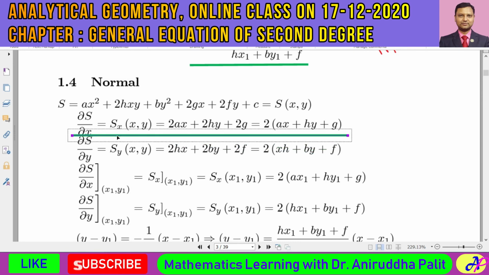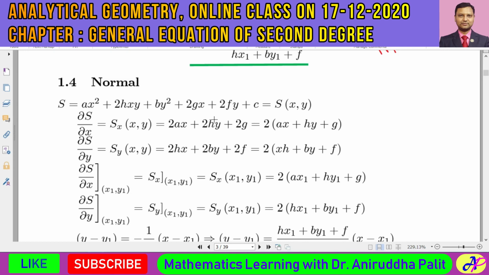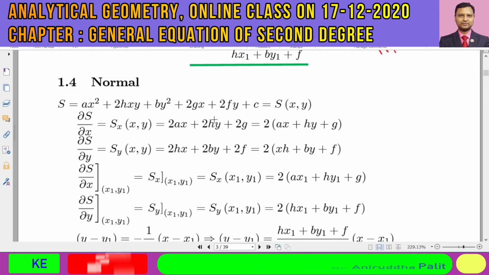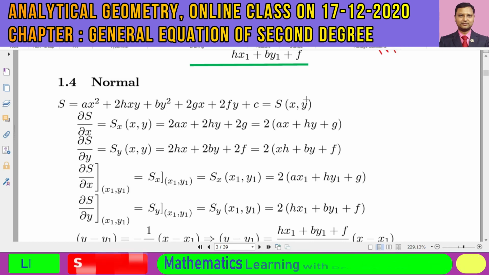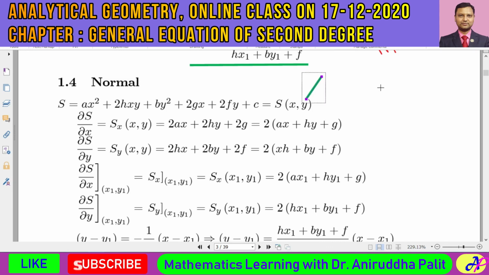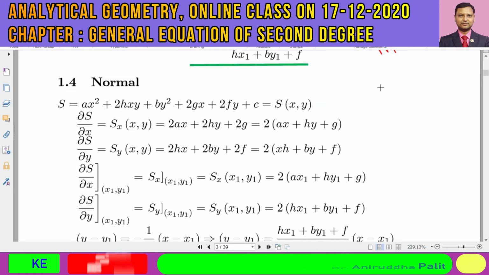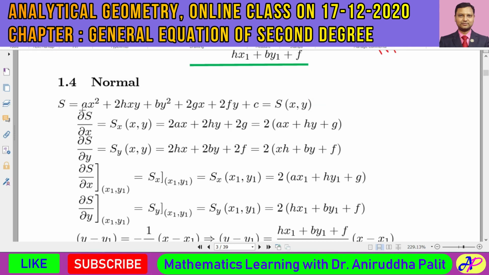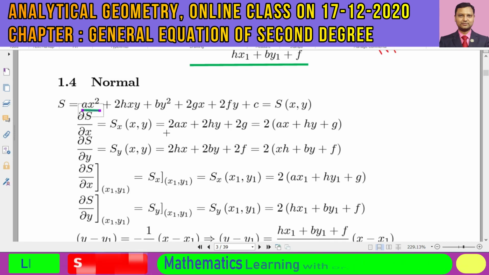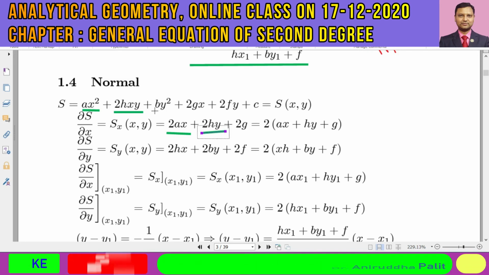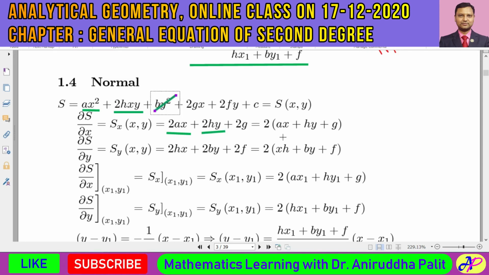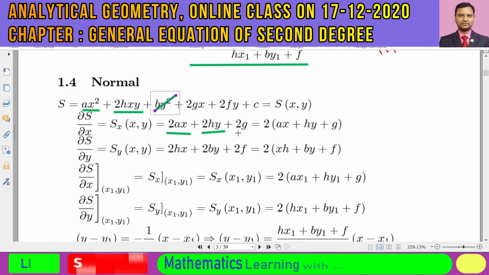Anyway, sometimes we keep one variable as a variable quantity. So x is a variable quantity, and the remaining variable means y. If we consider y as a constant quantity, then ultimately it would be a function of x, a single variable. If we differentiate this expression, ax square is differentiated, you will get twice ax. Then twice hxy: x is the variable, not y, y is a constant, so you will get twice hy. Then by square would get cancelled under derivative. So twice gx would give us twice g.